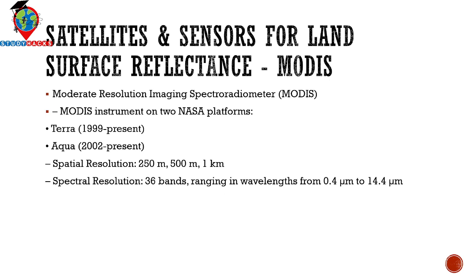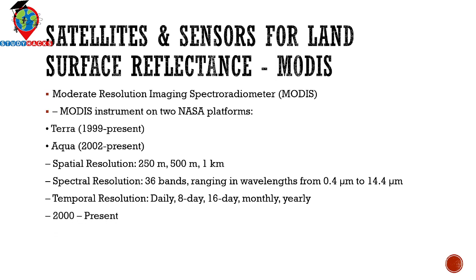And spectral resolution, mainly we can get 36 bands ranging in wavelength from 0.4 micrometer to 14.4 micrometer. And temporal resolution, we can get the dataset for daily, 8-day, 16-day, monthly, as well as yearly. And this dataset is available from 2000 to present time. And further, global coverage with orbital gaps in the tropics.